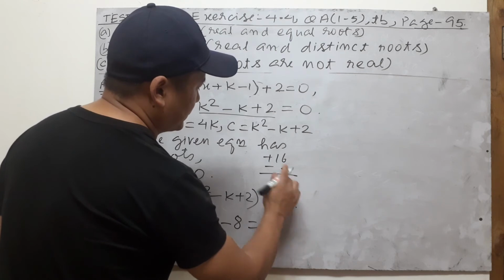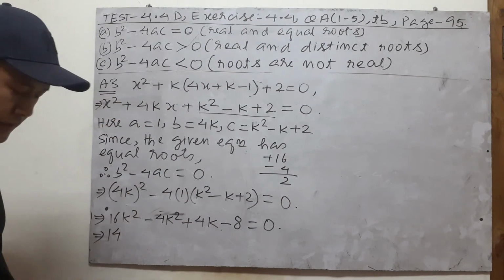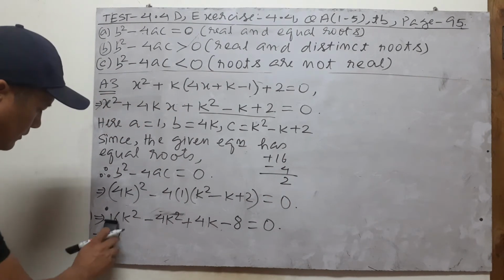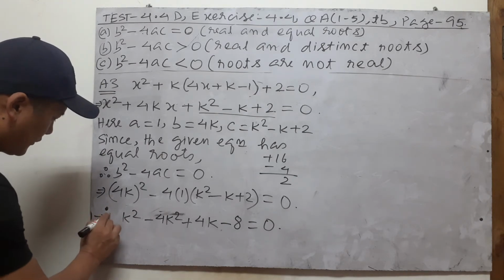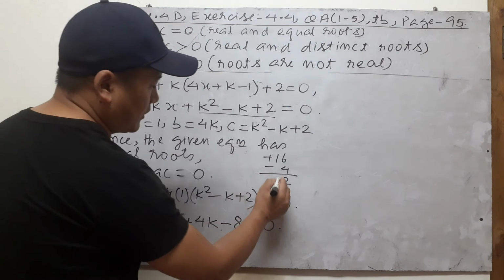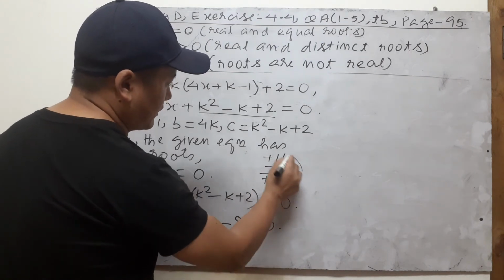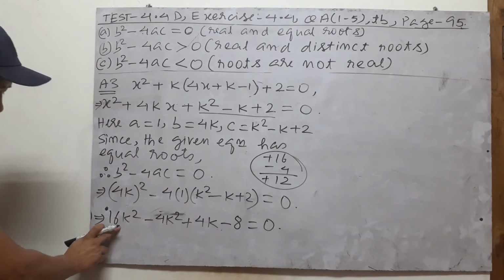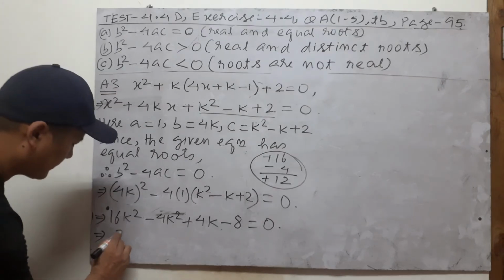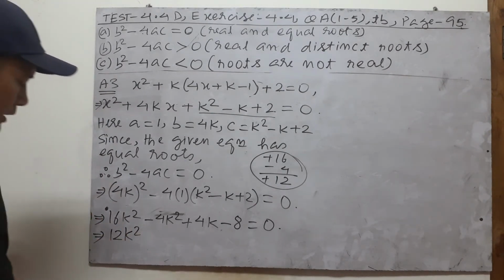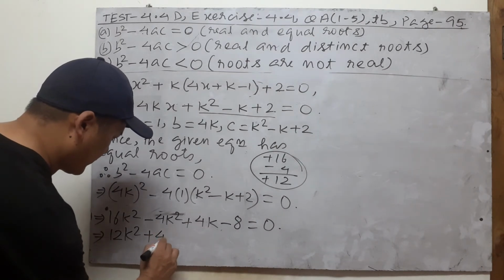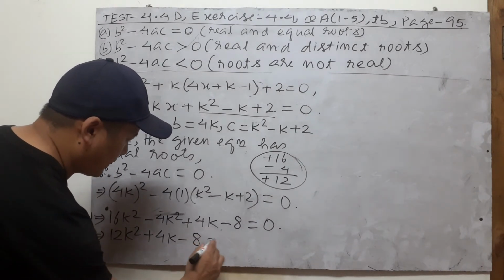Oh, one is plus, one is minus. Right, this is not 14. 16k square minus 4k square, so 16 minus 4 is 12. Bigger one is plus, so I can write this on your graph. 16k square minus 4k square is 12k square. Then here plus 4k, and minus 8 here, equal to 0.